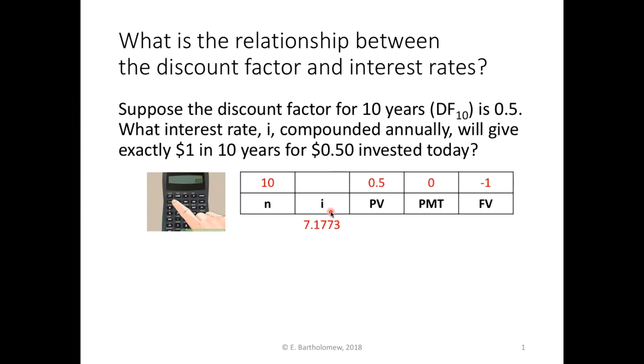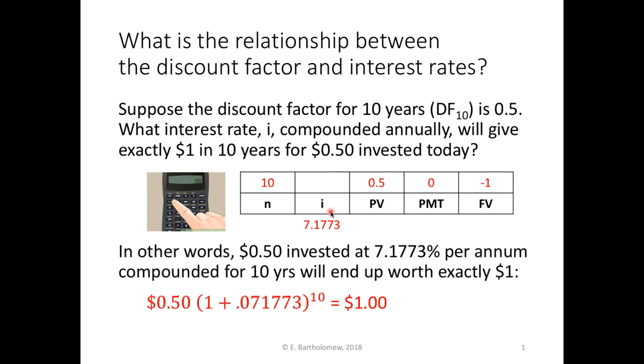And we do that, and we get 7.1773, and that, of course, means 7.1773%. So in other words, 50 cents invested today at 7.1773% per annum, compounded for 10 years, will end up worth exactly $1.